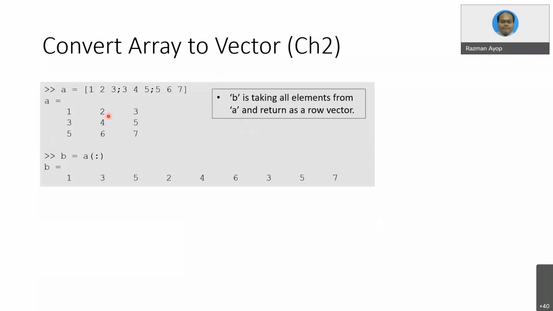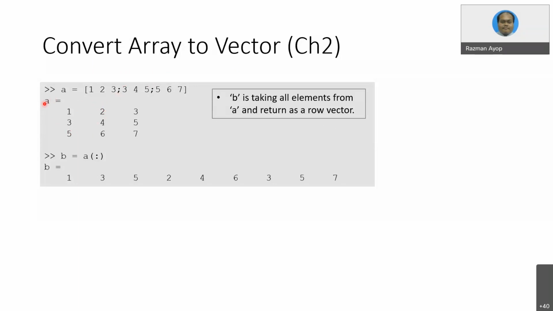Okay, next. Next one is also important. Okay, this is one of the examples, example of how to create an array. Okay, so if you want to create a horizontal one, you just put space or comma. But if you want to go to the next line, you have to put semicolon. Okay, so this is called an array.